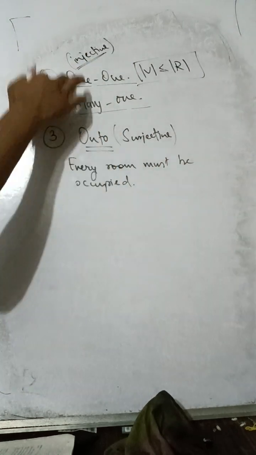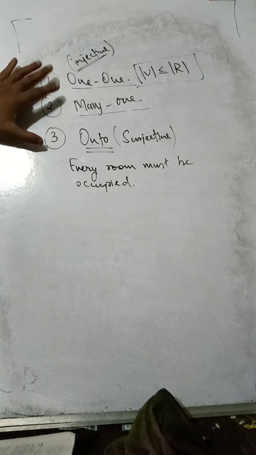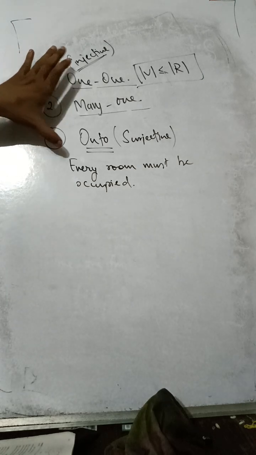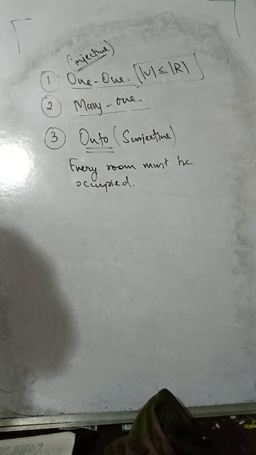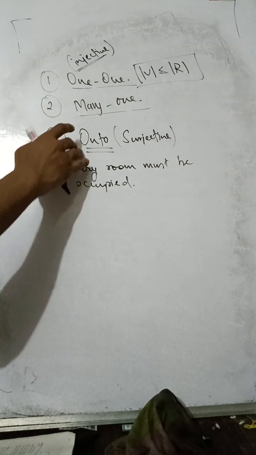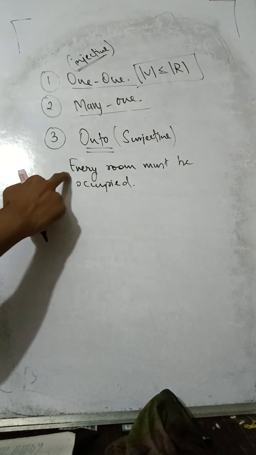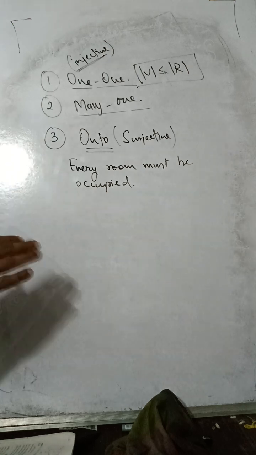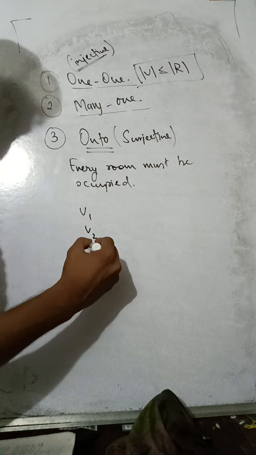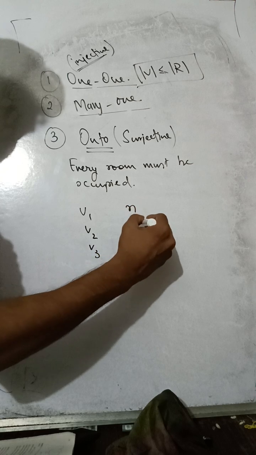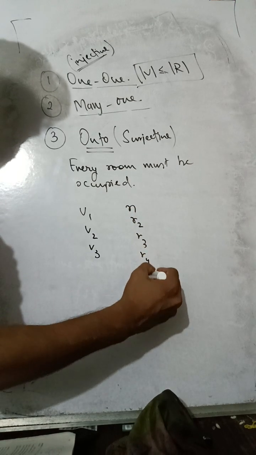These all are functions. A relation has to be a function first, and only then can we classify it as one-one, many-one, or onto. So onto is basically where every room must be occupied. Something like this, perhaps v1, v2, v3 and r1, r2, r3, r4, r5.